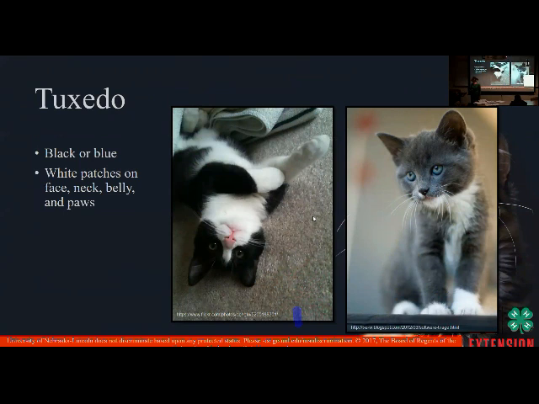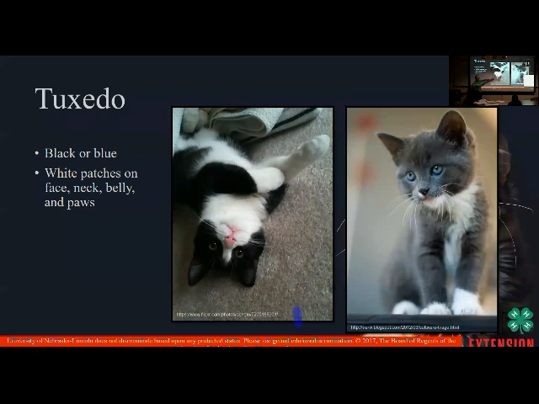All right, so let's look at some other color combinations of tabbies, or color combinations of cats that aren't tabbies. Tuxedo cats are one a lot of you are probably familiar with. These come in either black or blue, so the black or gray coloring, and they're going to have white patches on them. Usually the white is on their chest and their paws, maybe their neck, so they kind of look like they're wearing a tuxedo, the black jacket and the white shirt underneath. So he's got the white underneath. This black and white or blue and white would be a tuxedo cat.